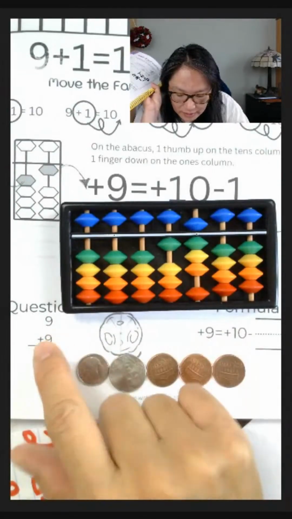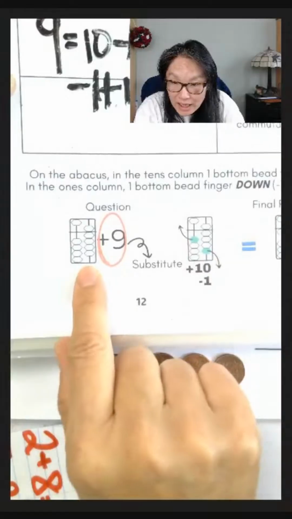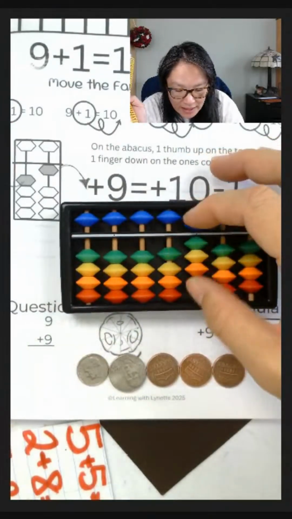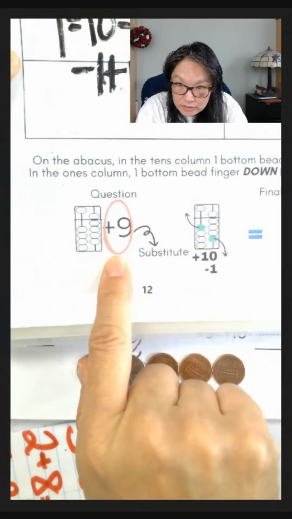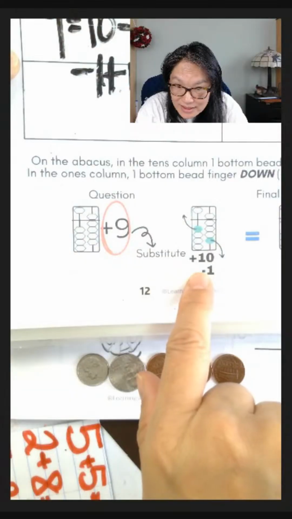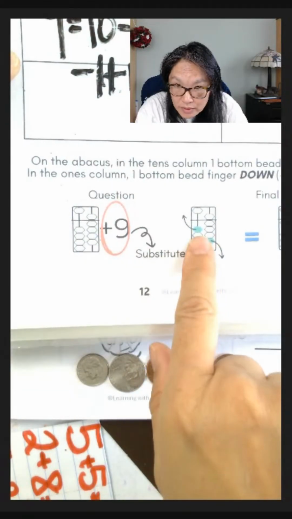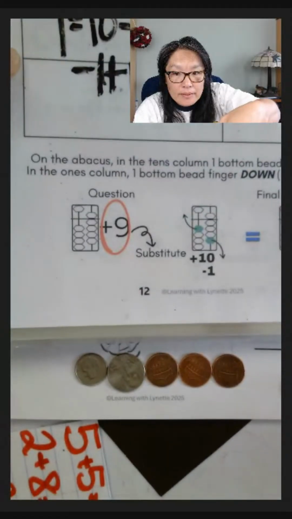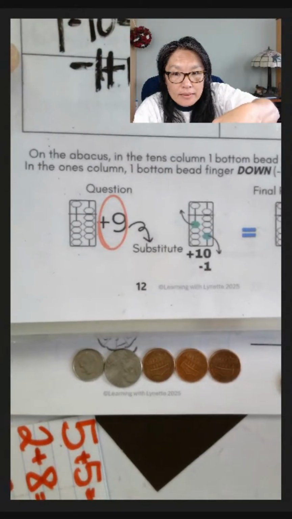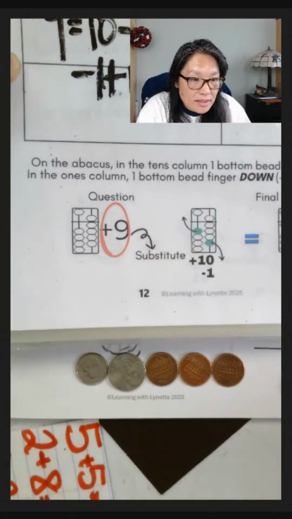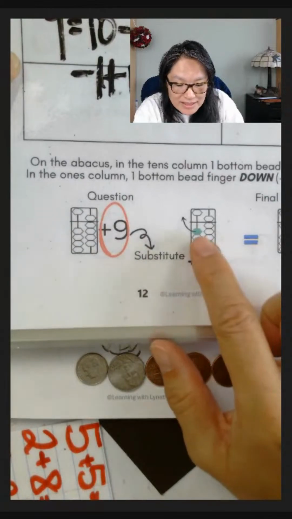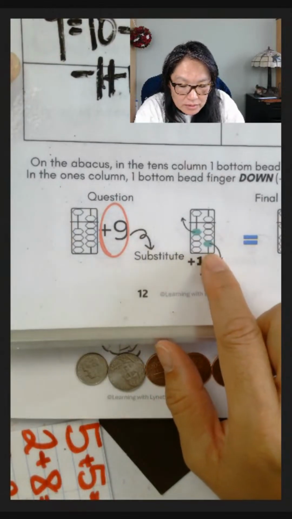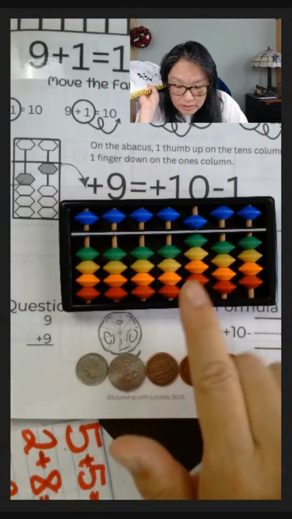So here's a question. We have 9, and we're going to substitute plus the 10 minus the 1. So we're going to plus the 10, take away the 1. Candace, you okay? Does that make sense? So we're going to plus the 10, take away the 1, right?